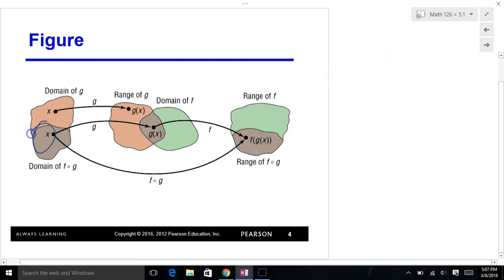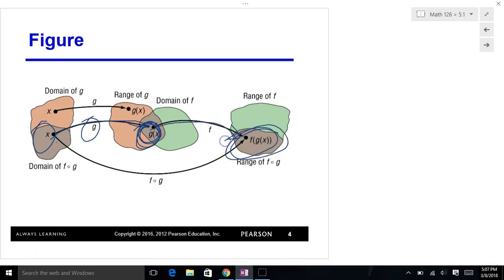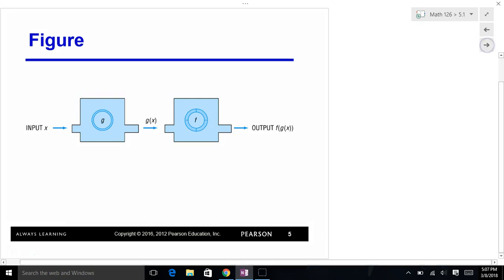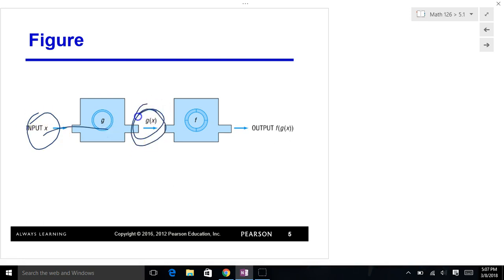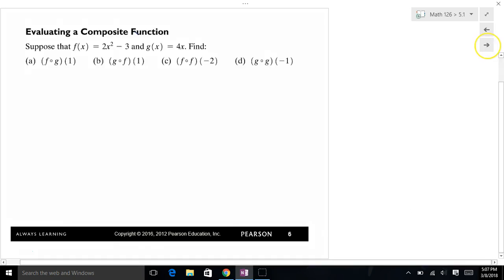So x goes in through g, and it gives you your y value, your g of x, and then g of x becomes the input into f, and it spits out that y value, which we call f of g of x. Here's your function machine. Your input x goes into g, spits out g of x, then goes into the f and spits out f of g of x. Okay, so let's do some problems here.